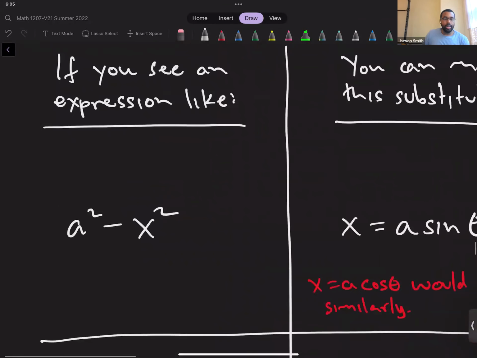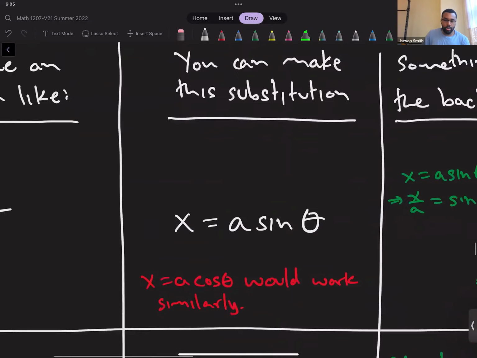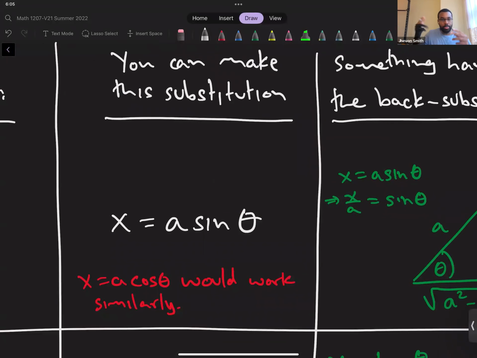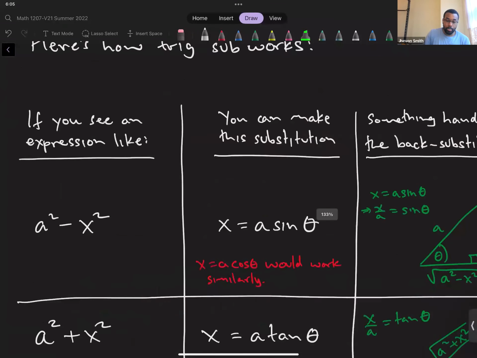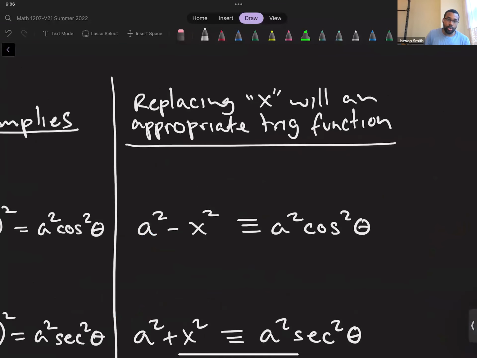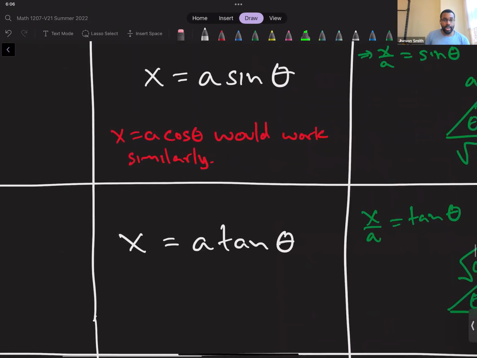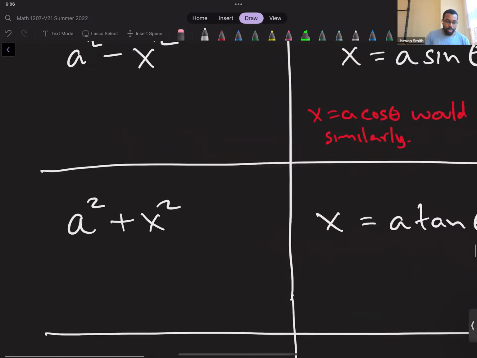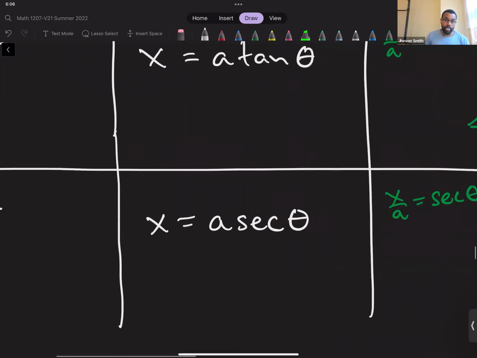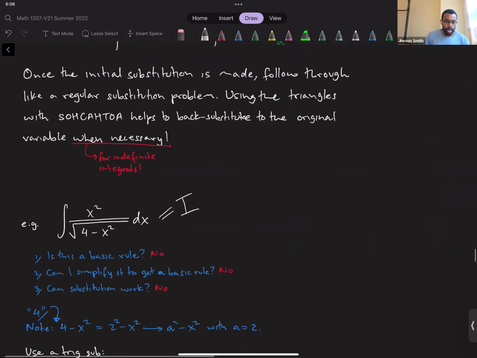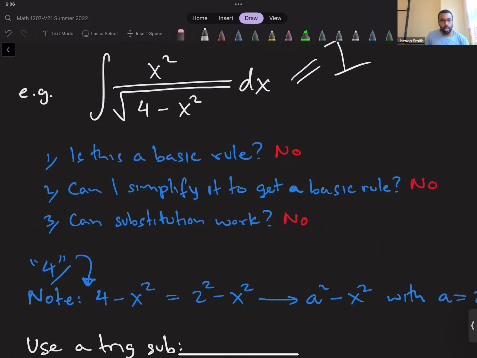We have learned that if you have an expression like a squared minus x squared, you can replace the variable here, x is representing whatever variable your problem is in, by a sine function, a sin theta. And that will allow you to simplify things, because your a squared minus x squared will become a squared cosine squared theta. So it takes a difference of things and compresses it into a single trig function, which will allow you to use the methods that we learned in the previous section. Similarly, if you have an expression like a squared plus x squared, you can replace your x with a tangent function. That will simplify things. If you have x squared minus a squared, you can replace your x with a secant function, and that will simplify things. And we saw a couple examples of actually using that.